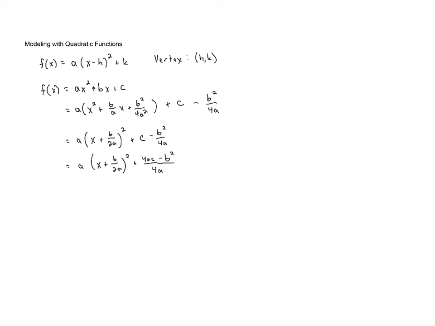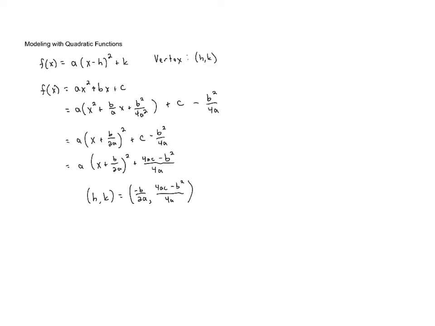And when we do it this way, we see that the vertex (h, k) is actually given by, remember, h comes from whatever's being subtracted from x. In this case, that's going to be the opposite of b over 2a. And then k is the constant term. In this case, it's (4ac minus b squared) over 4a. So we could memorize all of this, and this will give us the vertex without having to complete the square.